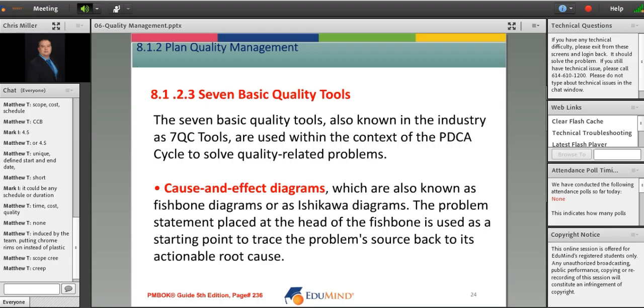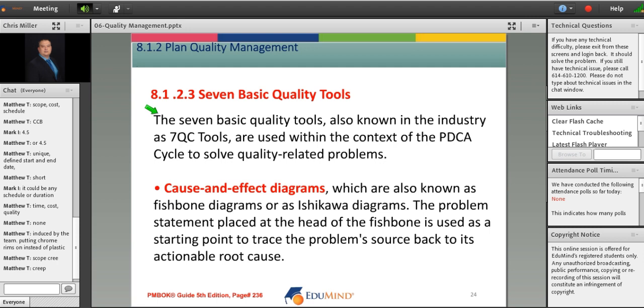All right, very good. Well, let's jump into the second half of quality. We're going to start off by getting into the basic quality tools, the seven basic quality tools, very important for the exam. Let's take a look at them here.